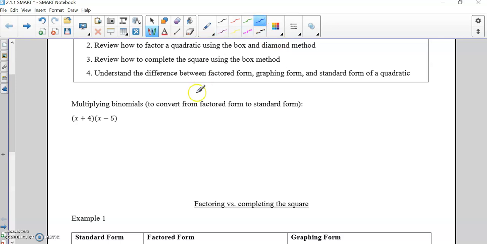Okay, we're going to use something called the box method, and when we are using the box method, we are literally going to draw a box.